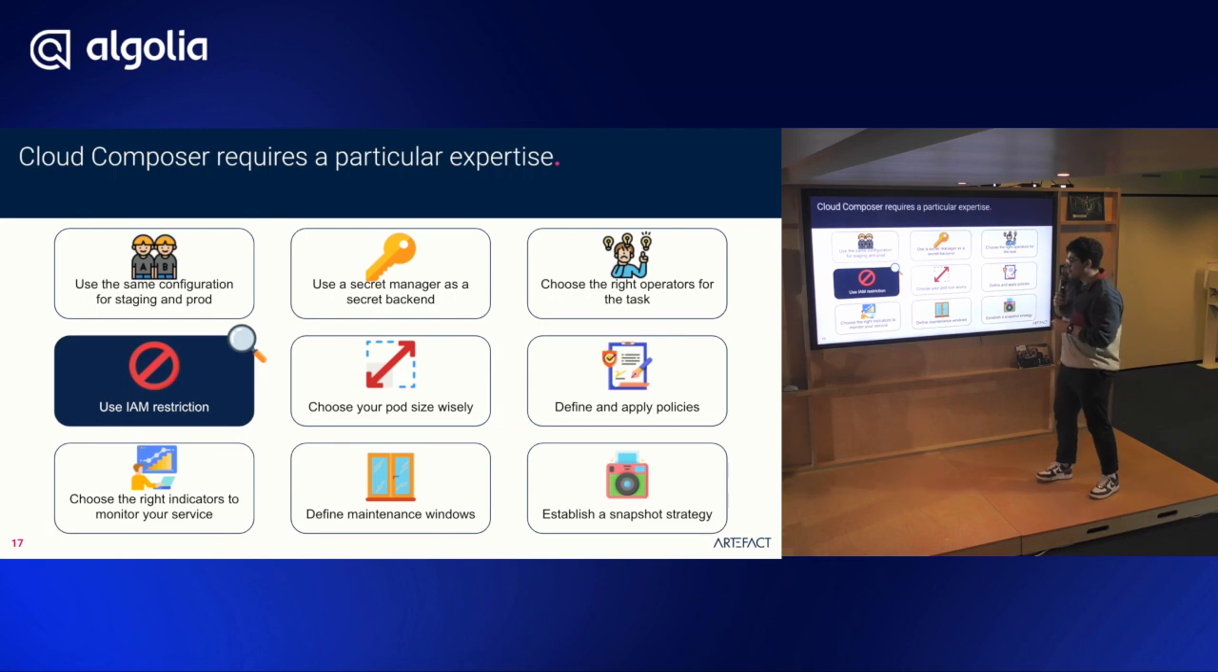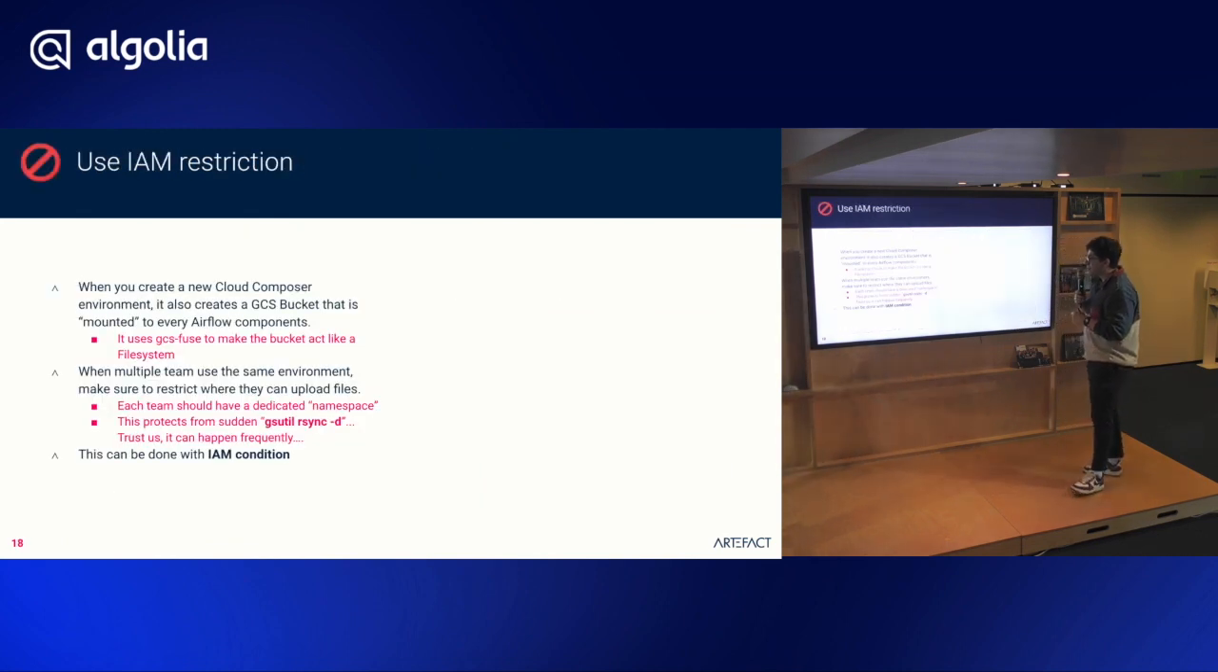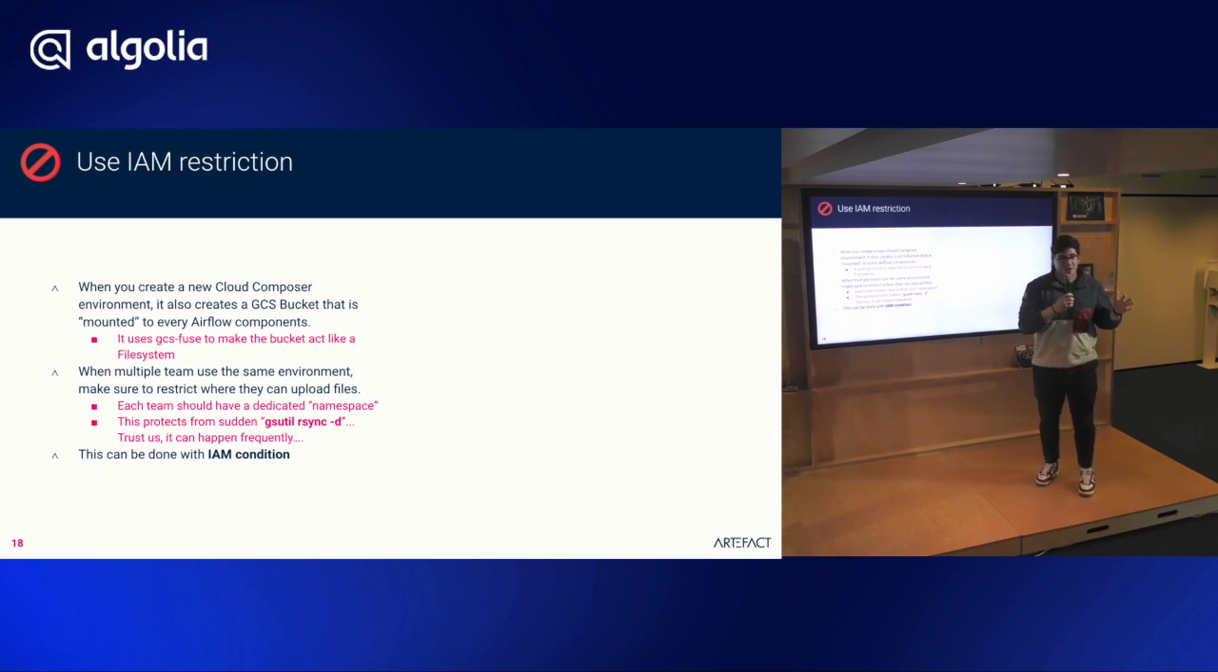Fourth one, use IAM restriction. So we're going to see what we mean by that right now. When you create a new Cloud Composer environment, it also creates a GCS bucket, which is where the configuration file and the DAG files are going to be stored, and everything is mounted to the Airflow component using GCS Fuse.